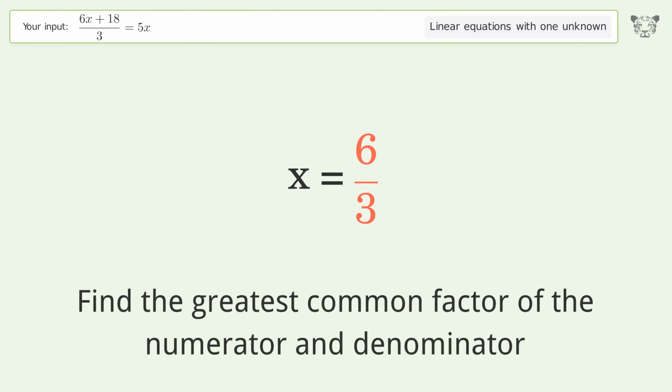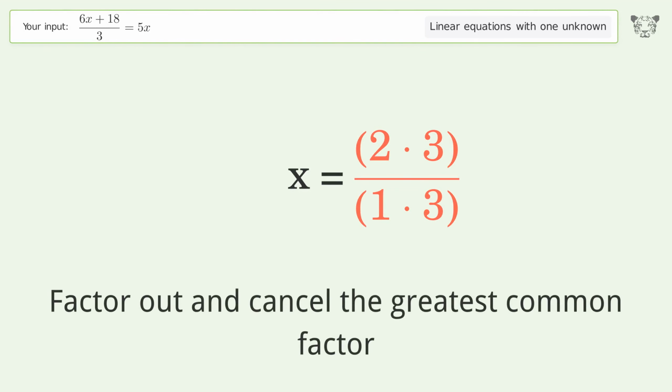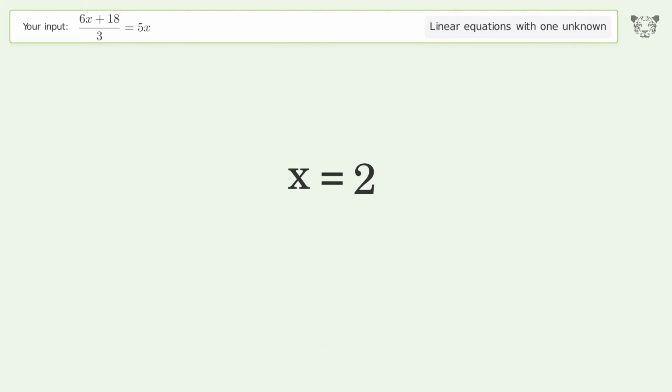Cancel out the negatives. Find the greatest common factor of the numerator and denominator. Factor out and cancel the greatest common factor. And so the final result is x equals 2.